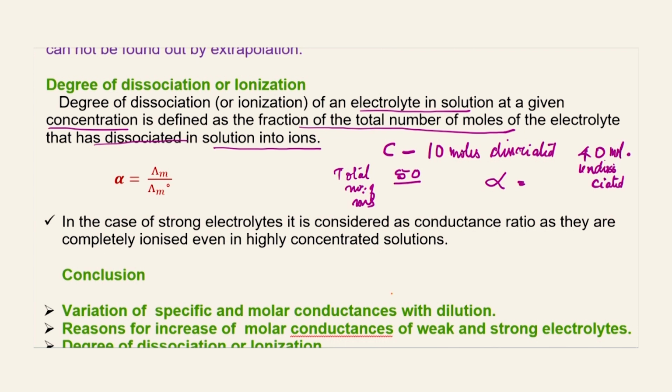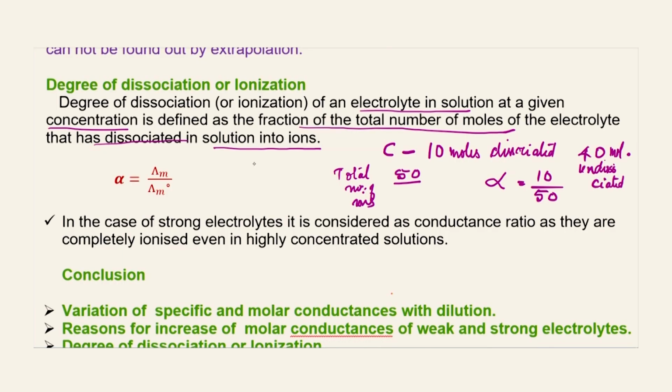So, alpha means, out of the total number of moles, 50, only 10 moles are dissociated, and this fraction is known as alpha, that is, the fraction of the total number of moles of the electrolyte that has been dissociated in solution. One more factor we know: suppose the number of moles dissociated is x, and the total number of moles is y.